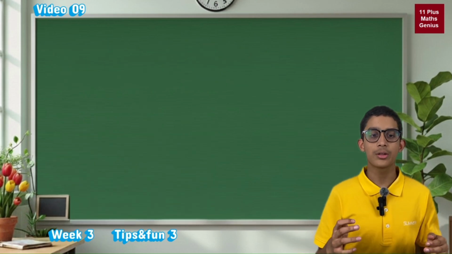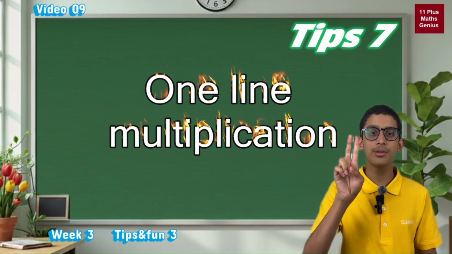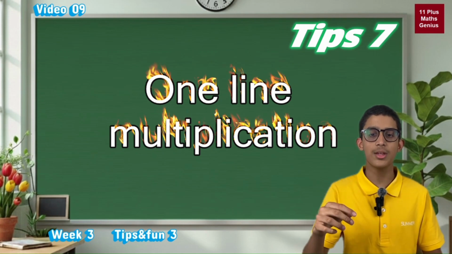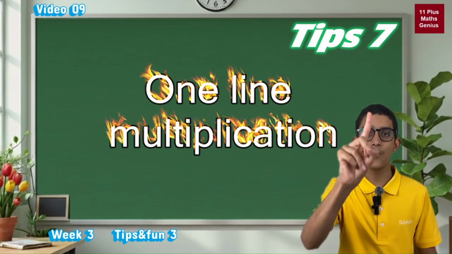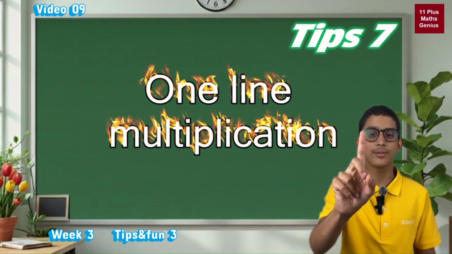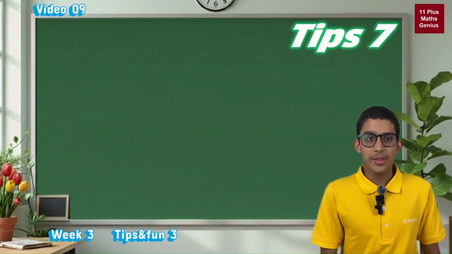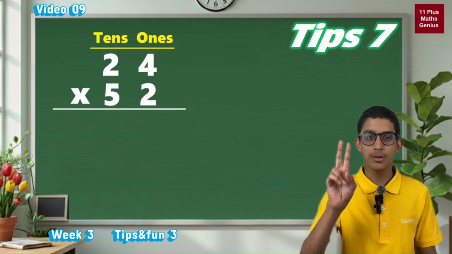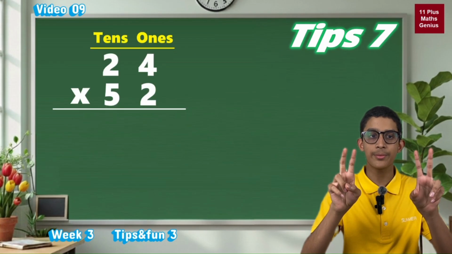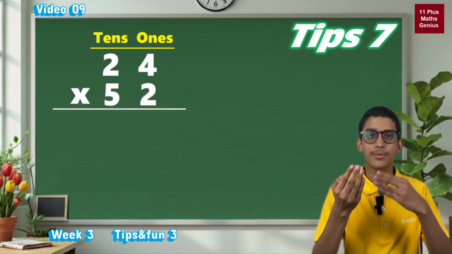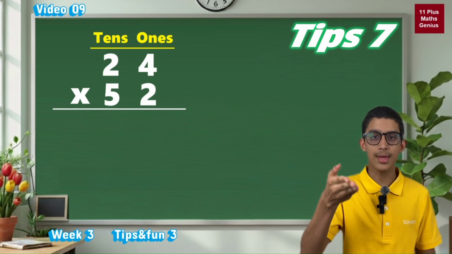The advanced trick, or one-line trick. Now I will show you two advanced tricks where you can solve any two-digit or three-digit multiplication in one single line. You heard me right, one single line. Tip 7. Let's start with a two-digit number multiplied by a two-digit number. 24 times 52. First, we place one number under the other.